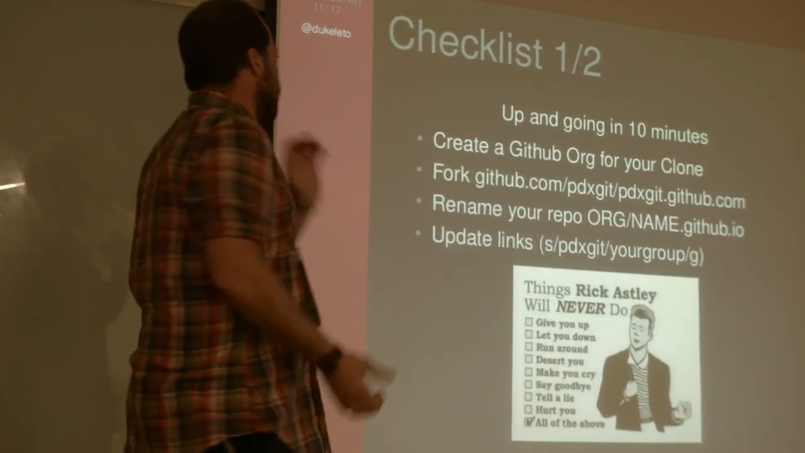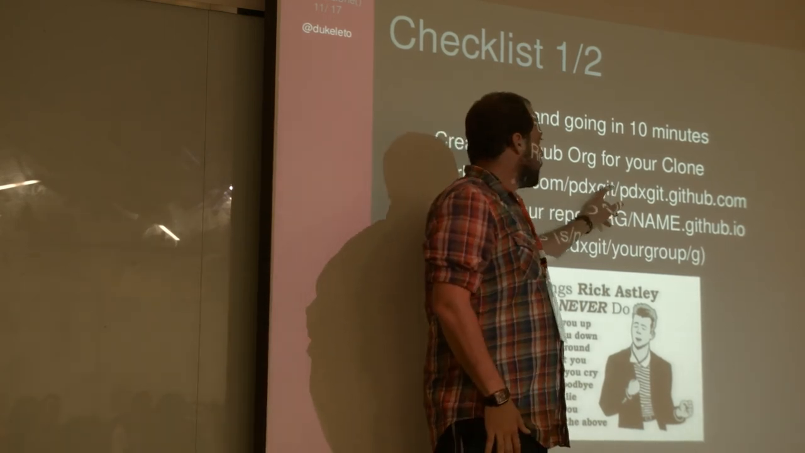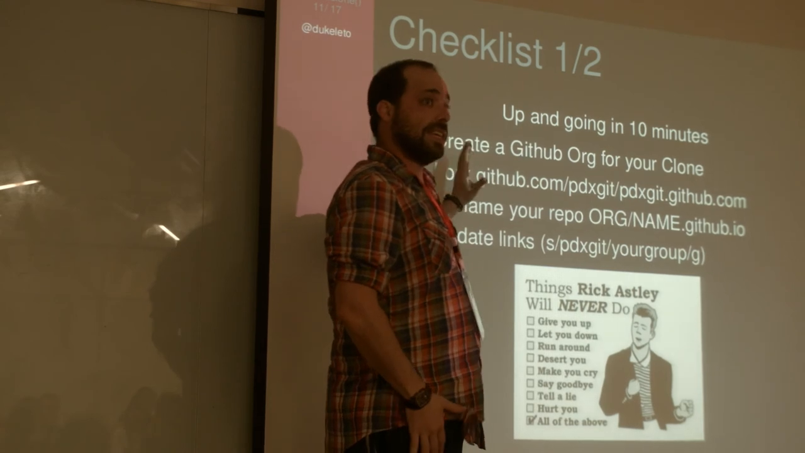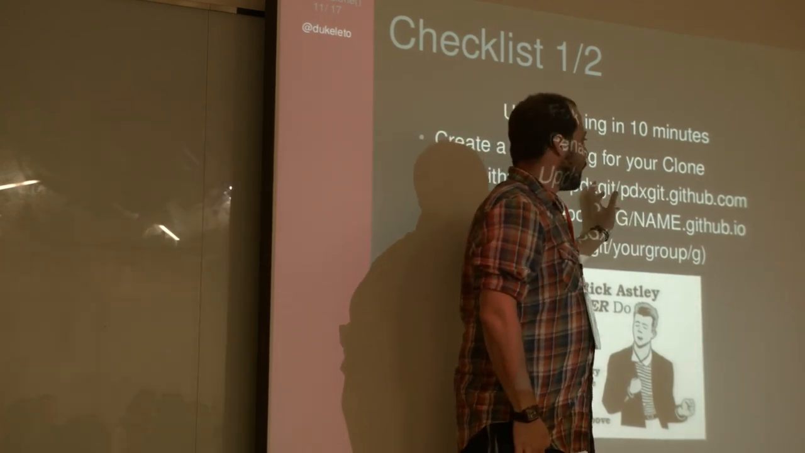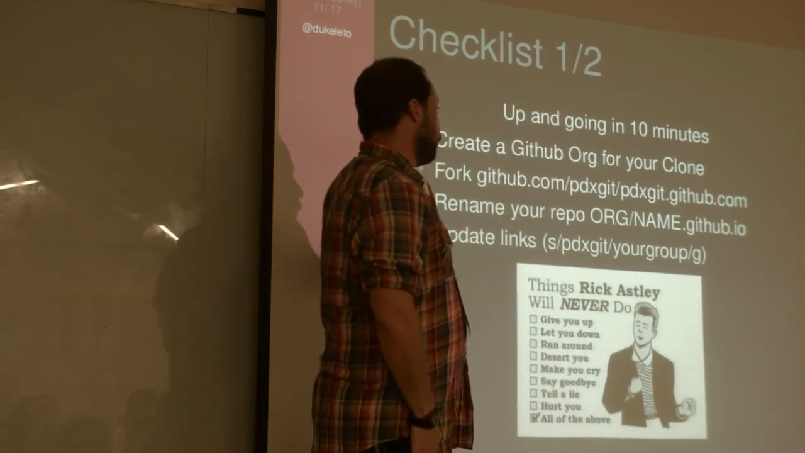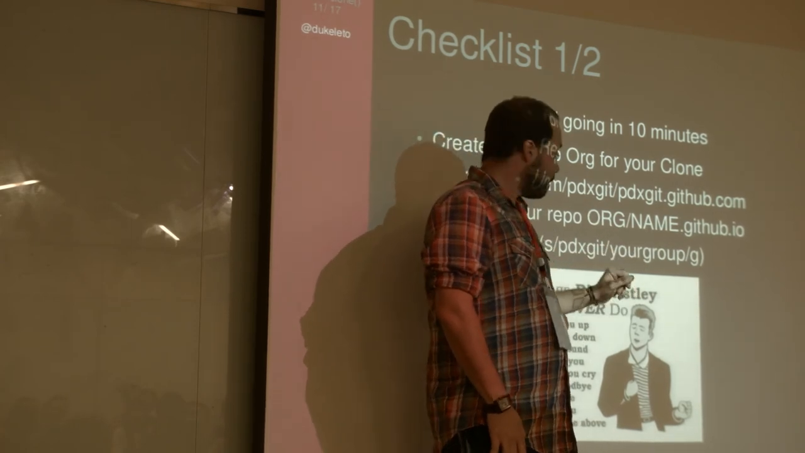So here's the checklist, up and going in 10 minutes. github.com/pdxgit/all that junk. You can fork that repo. That is a GitHub Pages repo, and this is what powers pdxgit.com. So you fork that repo on GitHub, then you rename it to what your organization name is, okay?